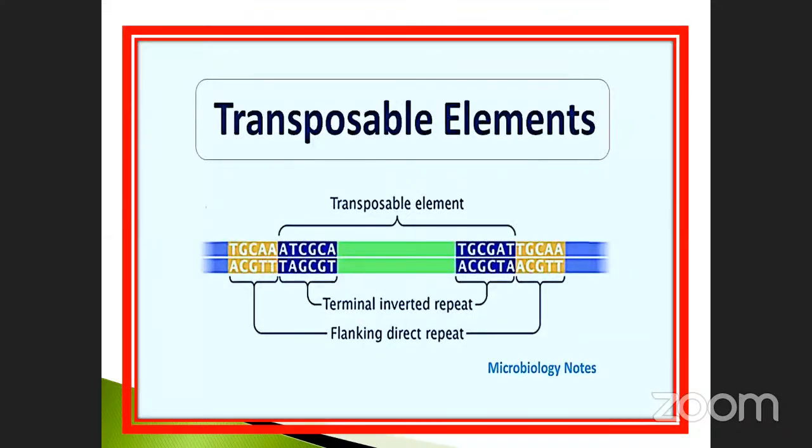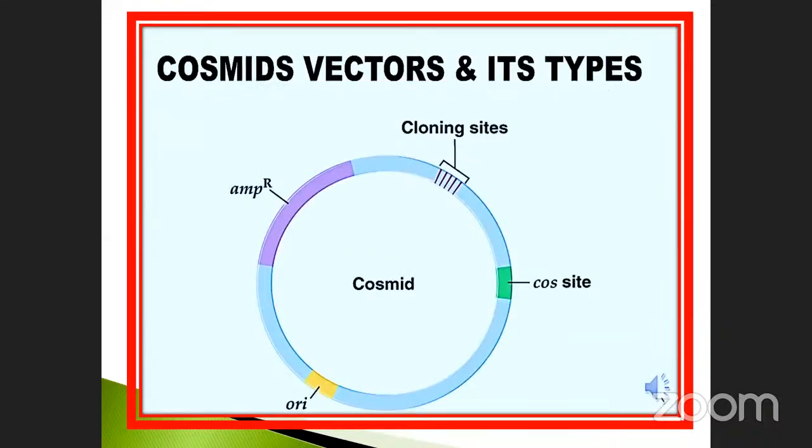This is the structure of the transport segments. The cosmid vectors, I already told you, have the cos site and the ori site. The ori site is from bacteria, and the cos site is from the lambda phage. This is the cloning site, where we can add a number of foreign genes. It easily accepts them.